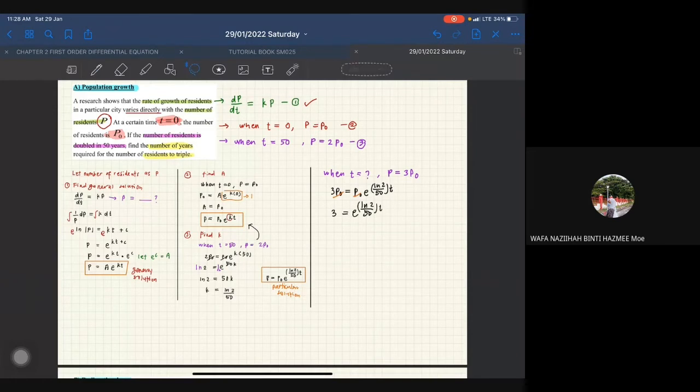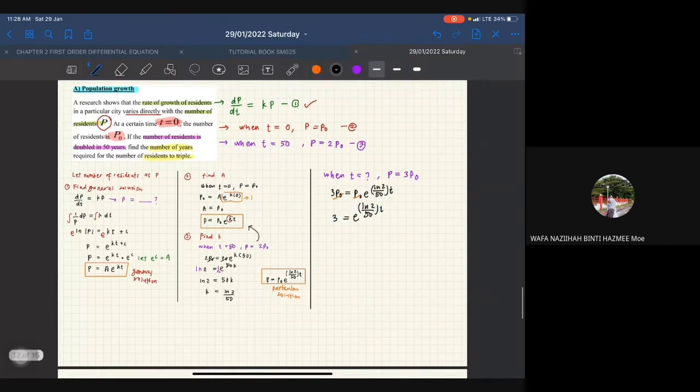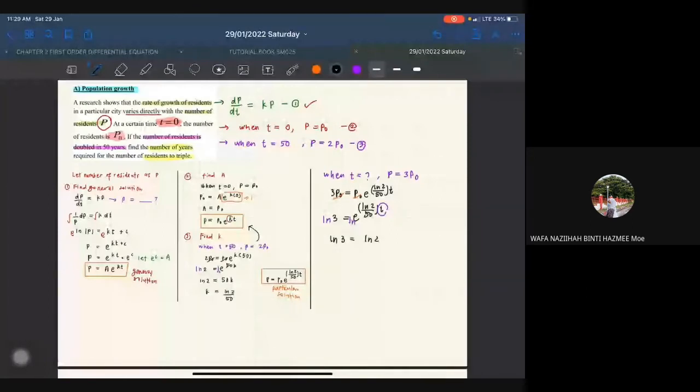Okay, kejap. Besar sangat saya punya power ni. Atas sikit, bawah sikit. Okay, so kita nak tinggalkan T sahaja kat sebelah kiri. So we ln both sides. Letak ln, sini pun letak ln. So you get ln 3 is equal to, sorry, dah tak ada e, ln 2 over 50 times T. Okay, so T sama dengan ln 3 divide by ln 2 over 50.